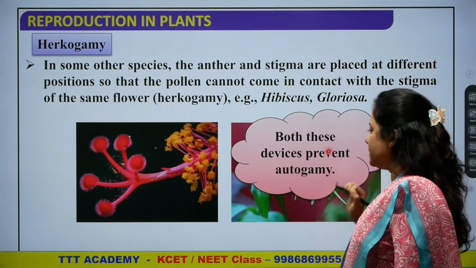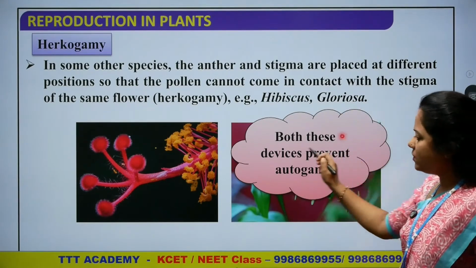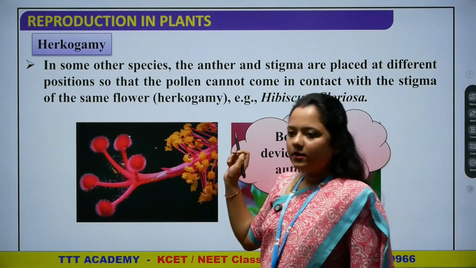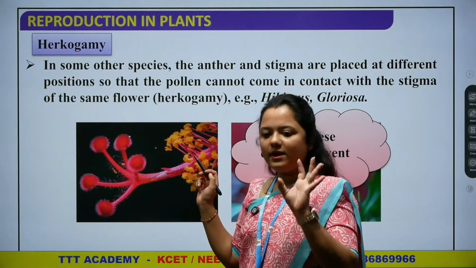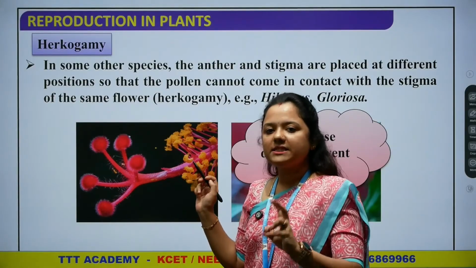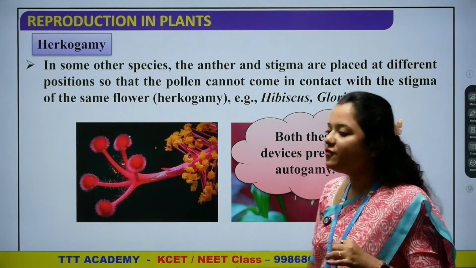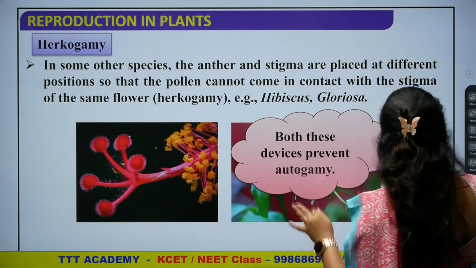Both these devices prevent autogamy. Which devices? Dichogamy and hercogamy. Both devices are preventing autogamy or self pollination.